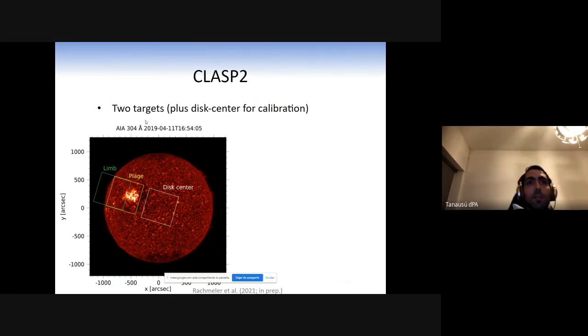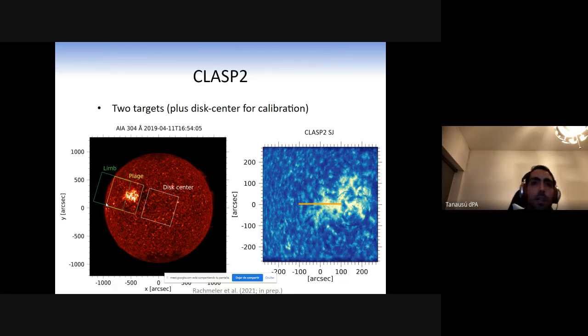So in this launch, CLASP2 had two targets, one at the disk center for calibration purposes, and one of them was in this plage region, that was the decaying active region that was around at that time, and one for the limb. And here we're interested in the plage region. This is the image of the slit-jaw in Lyman alpha, and this orange line represents the slit. You can see that most of the slit crosses the plage, and a portion of the slit falls in the quiet Sun. And you can see that there are two network elements that the slit crosses here, and we will see that there is magnetic field strength in those elements.